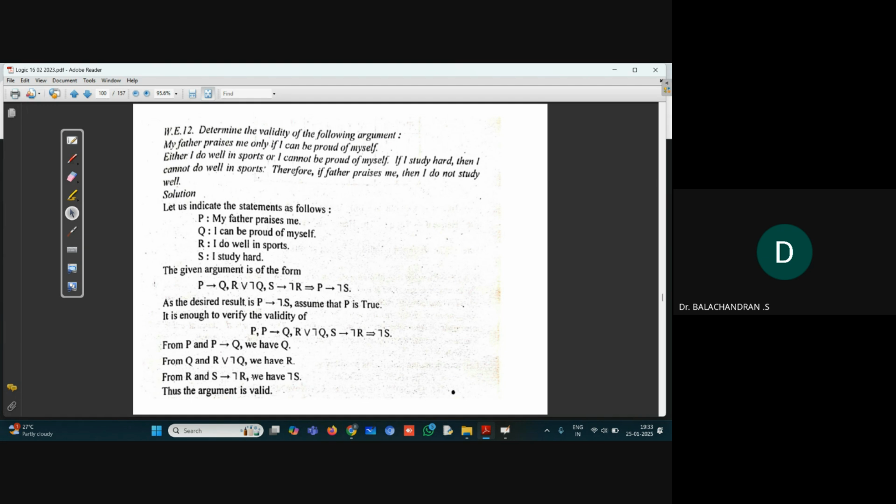Now R and the last one, S implies negation R, what do we get? First you should apply the contrapositive, you'll get R implies negation S. R, comma, R implies negation S gives negation S. So I got negation S. So thus the argument is valid. That's all.